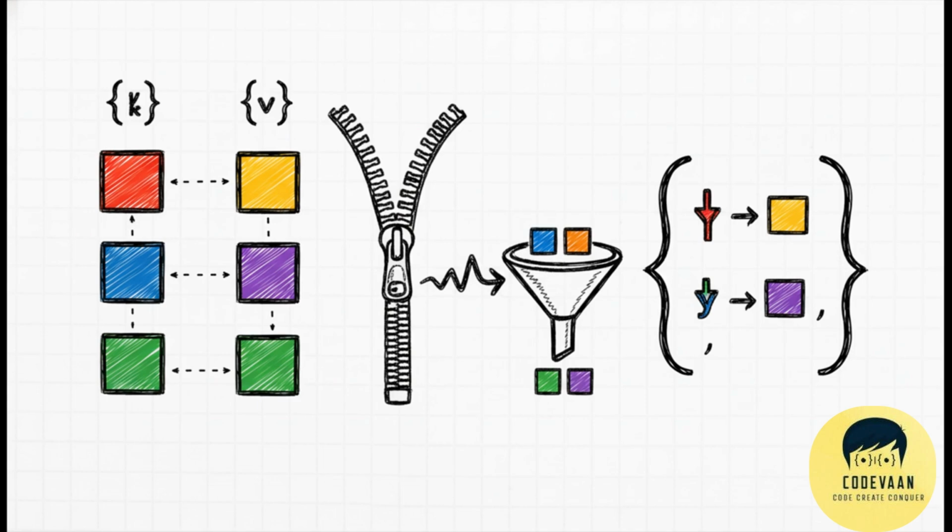You use the zip function. It works just like a zipper on a jacket. It takes one item from the first list, one from the second, and zips them together into a pair. Then you just wrap that whole thing in the dict function, and boom, it turns all those pairs into a perfect dictionary. So clean, so simple.